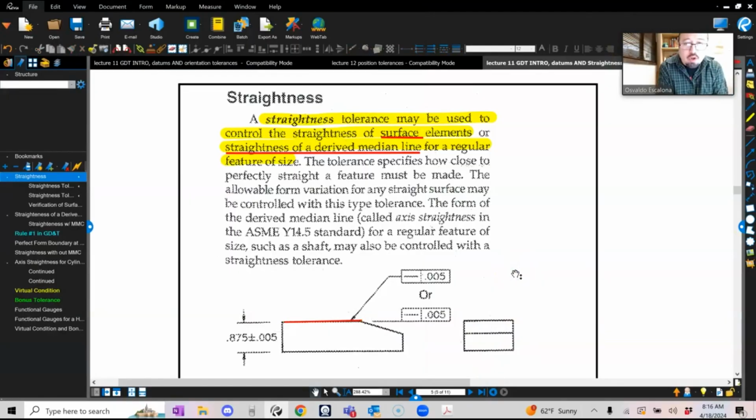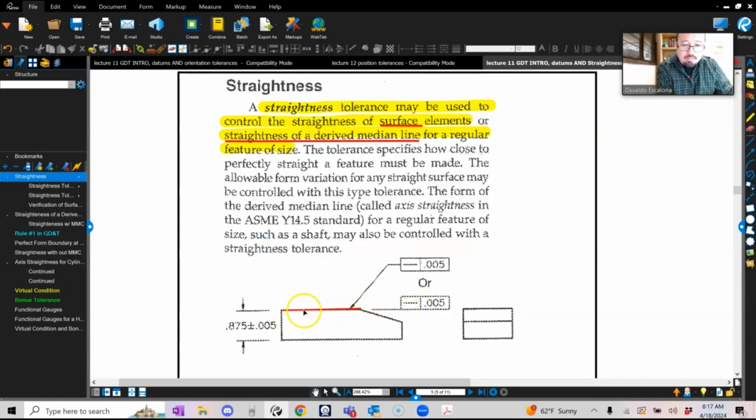The tolerance specifies how close to perfectly straight a feature must be made. The allowable form variation for any straight surface may be controlled with this type of tolerance. The form of the derived median line is called the axis straightness, and is based on this ASME Y14.5 standard. A regular feature of size, such as a shaft, may also be controlled with the straightness tolerances. Again, for a feature of size, let's finish features of surface first, and then we can talk about features of size. In the example that you see here, you point to the part that you want to make straight, and give it the tolerance zone, which is the separation.